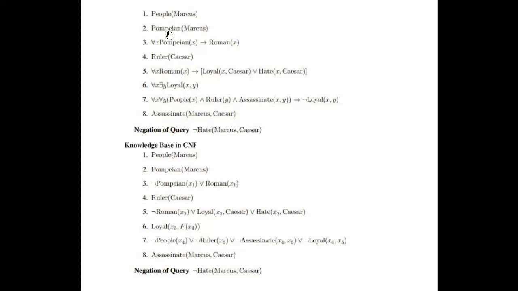So Marcus was a Pompeian. All Pompeians are Romans, which is represented in if-then-else form, and "all" will be represented using this symbol. At that scenario we are using logical connectives.